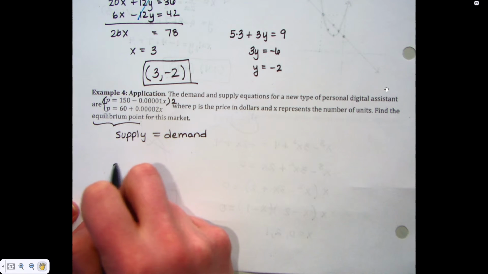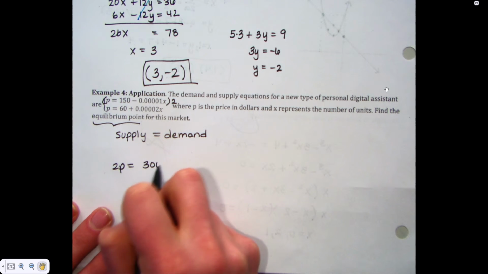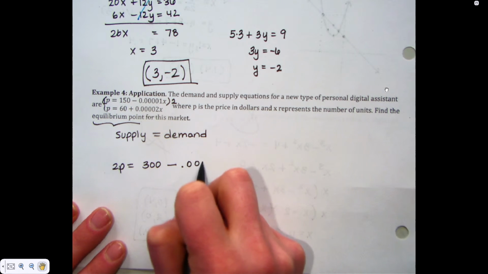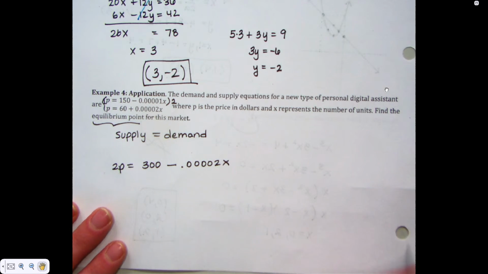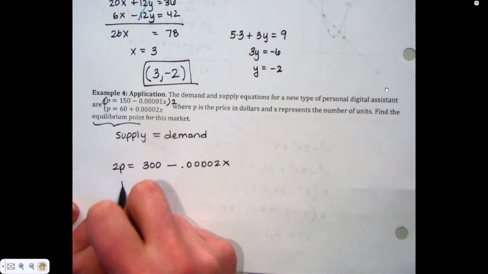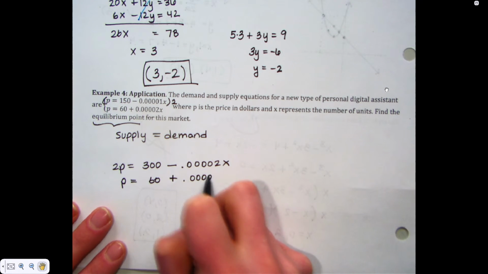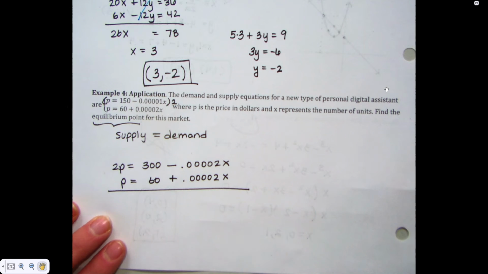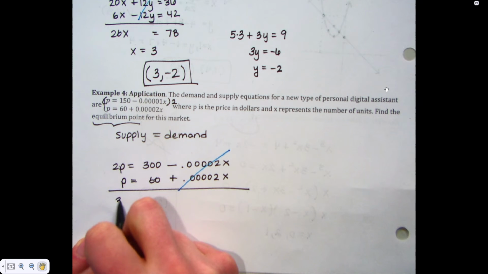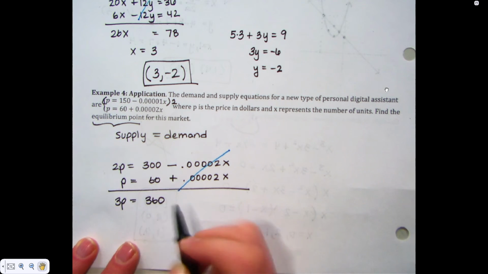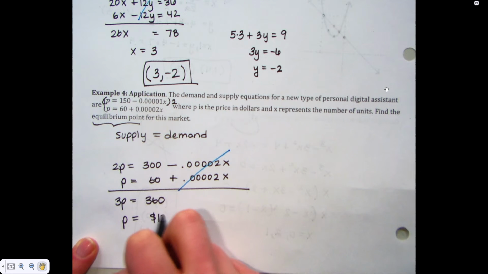So I rewrote mine as 2p equal to 300 minus 0.0004x. I just didn't want to work with the decimals anymore, so I elected to get rid of the x variable. And then I'm not going to edit that bottom equation because I was looking for those equal and opposite variables. But again, you could have done elimination of the p variable. You could have done this with substitution. There's multiple ways that you could solve this problem, and you'll still get to the same answer. So now when I add them, 3p is 360, or my p is $120.